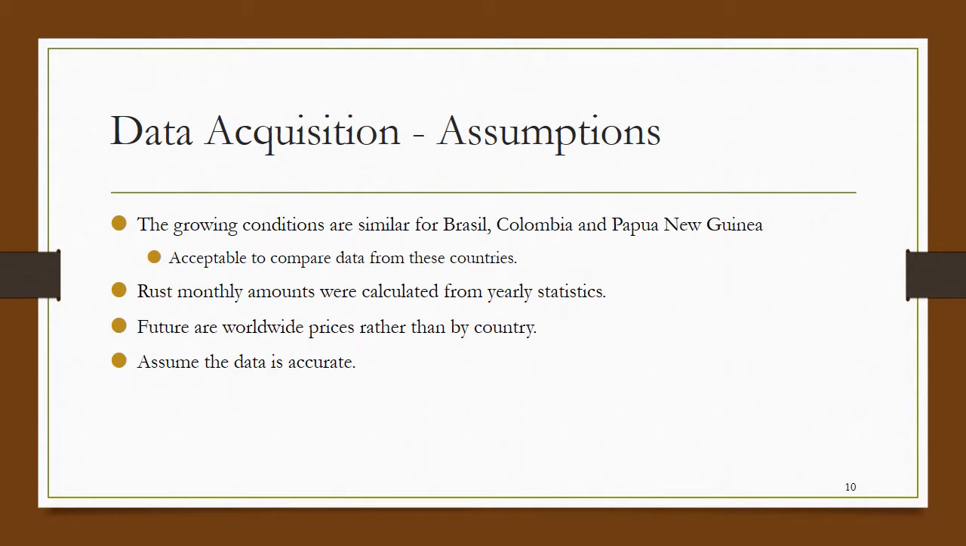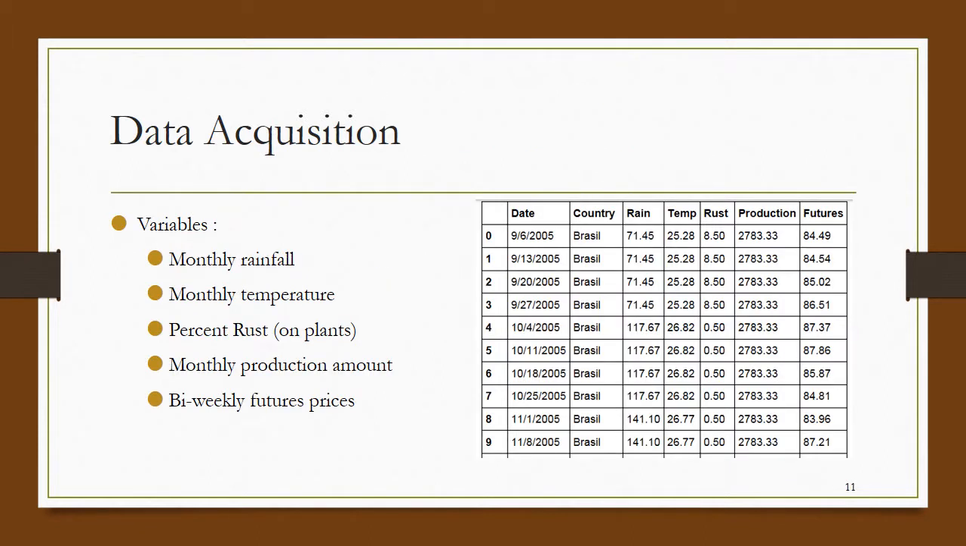Since the growing conditions in Brazil, Colombia, and Papua New Guinea are similar, it is acceptable to compare data between these three countries. Percent rust on plants was calculated from yearly statistics. Futures are worldwide prices rather than by country. Finally, I assume the public data is accurate. There were 337 observations of the following variables: monthly rainfall, monthly temperature, percent of rust on the plants, monthly production amount, and biweekly futures prices.